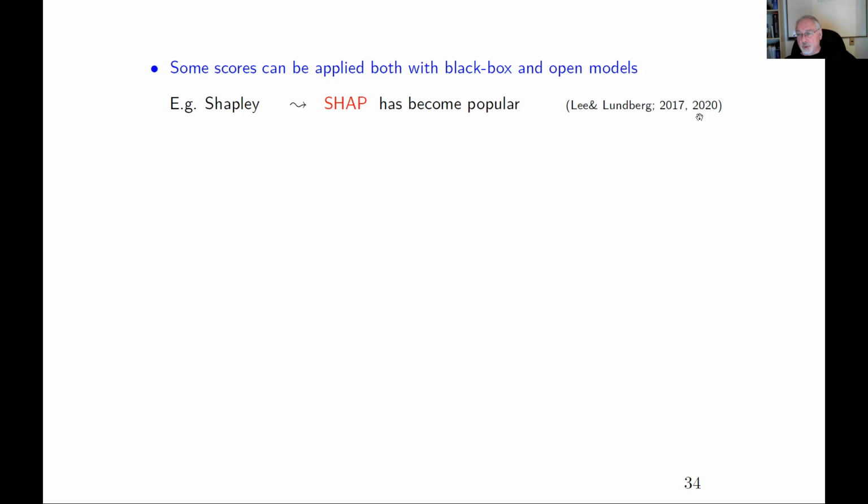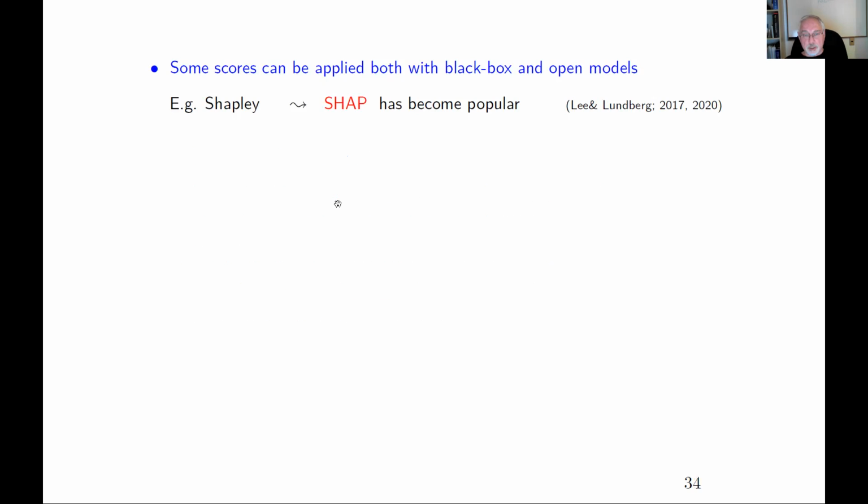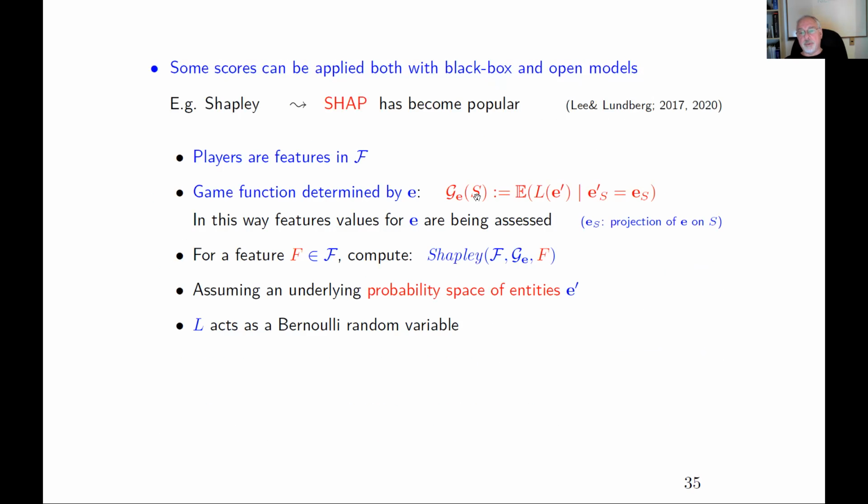The journal version just appeared this year. So what is the situation? Here we have now the features become the players in a game, this set of features. The gain function has to be determined by the entity that we are considering. We want to explain the result for this particular entity, right? So the gain function depends on E.